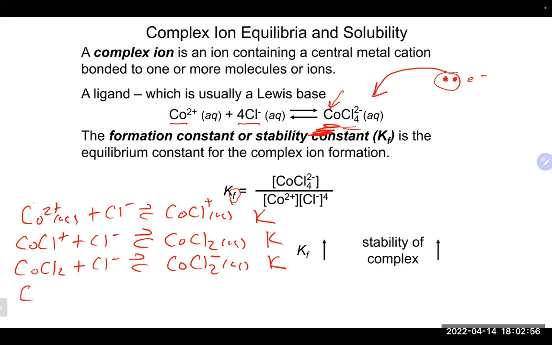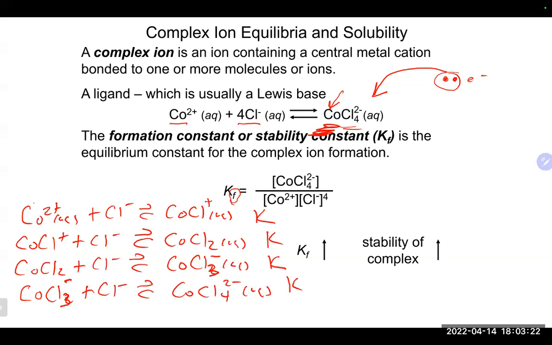Last step that would happen is this guy would then finally pick up, I believe I missed one there. That should be a 3. This guy here will then pick up one last chloride, and we will end up with our guy over here that has a K value associated with it. So ligands come onto the metal in a stepwise fashion.